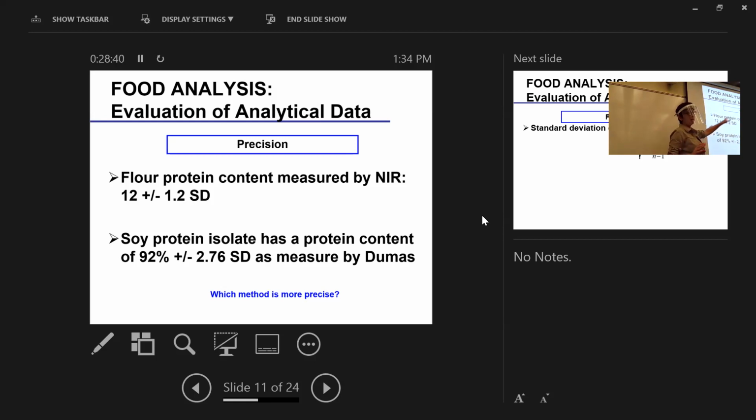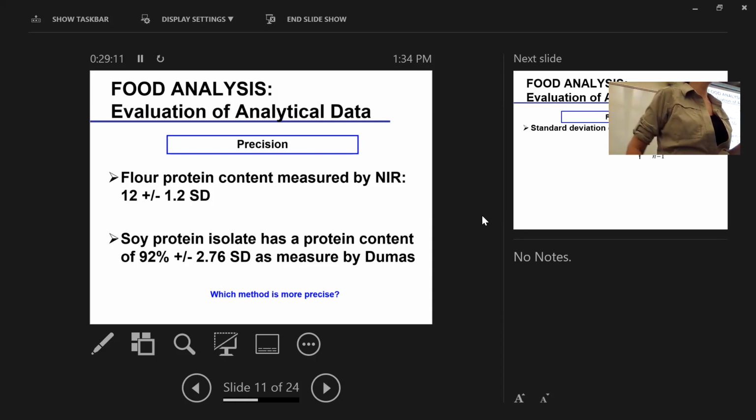But usually NIR has good precision, but this is just a random example. The random example is to show you that when you have a bigger mean, you're going to have a bigger standard deviation, because it's based on calculation. But when you correct for the size of the mean, then you can actually compare method A to method B when you are looking at different means, different sizes.